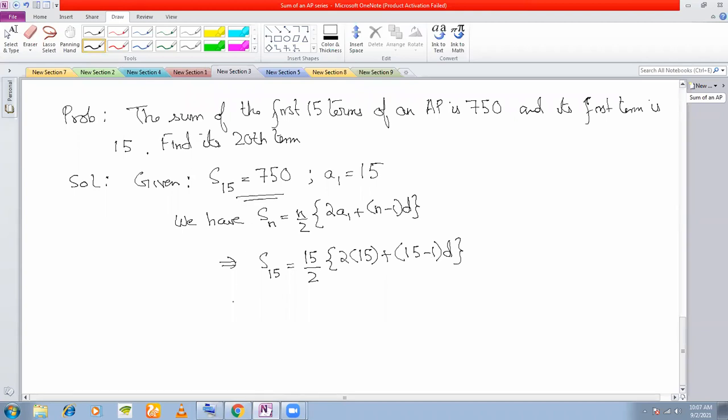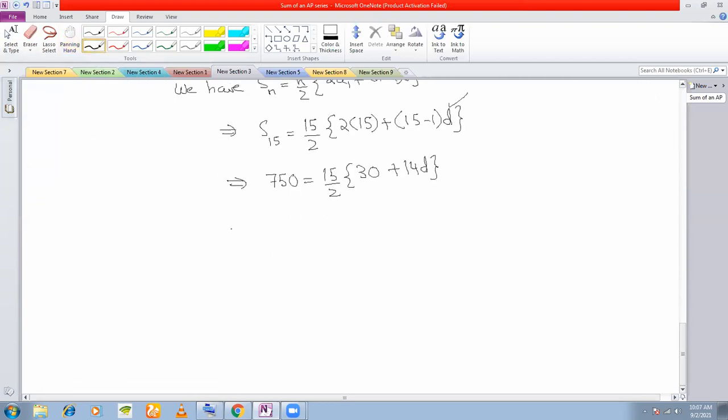But how much is S15 given? It is given to you as 750. So now you can put this S15 as 750. That means now you can find out the value of D from here. So 15 by 2 into 30 plus 14D. Okay, now you can cross multiply. 750 into 2 is equal to 15 into 30 plus 14D.